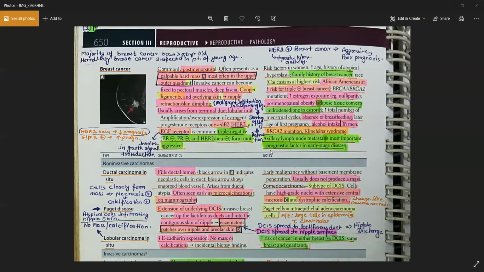Okay. So you can have damage to this nerve that can cause winging of the scapula because of a loss of innervation to the serratus anterior. So that is basically a complication of the axillary lymph node dissection.